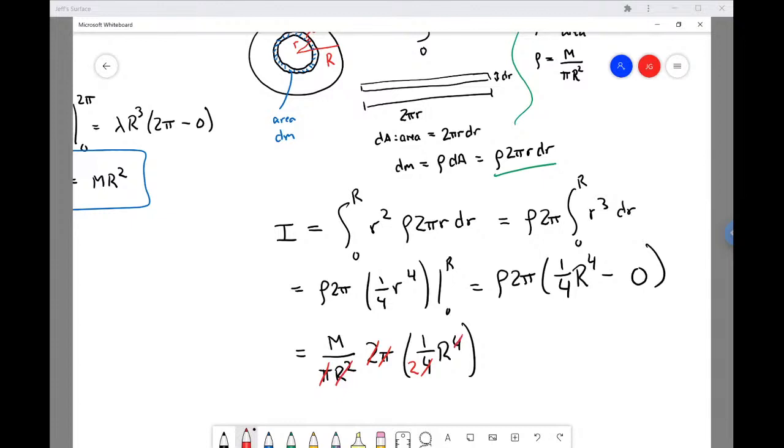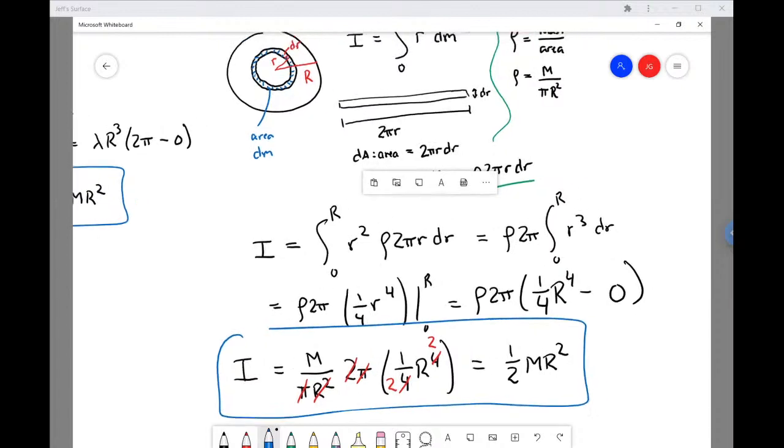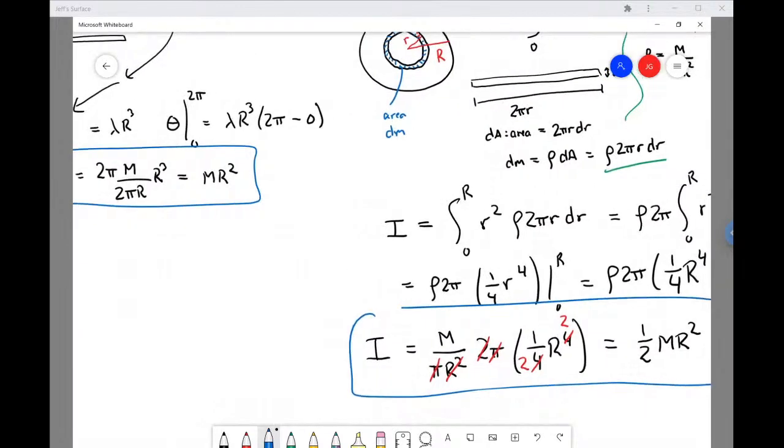Got an r squared and an r to the 4th, so that'll become a 2. So you put this all together, and you get 1/2 mr squared. All right, so now we have our result for the disk. If I zoom out here a little bit, nope, can't zoom out. Well, I can do this. You see the result for both of these.